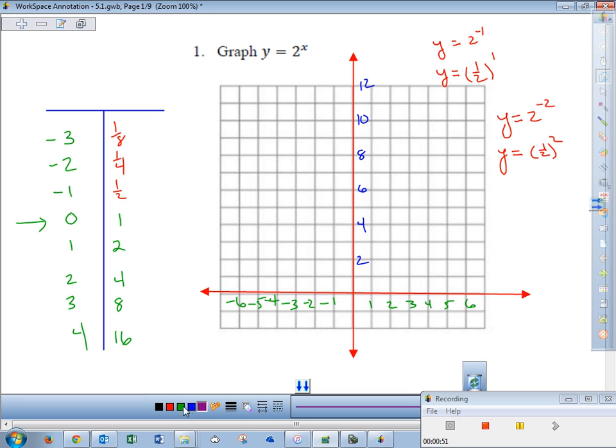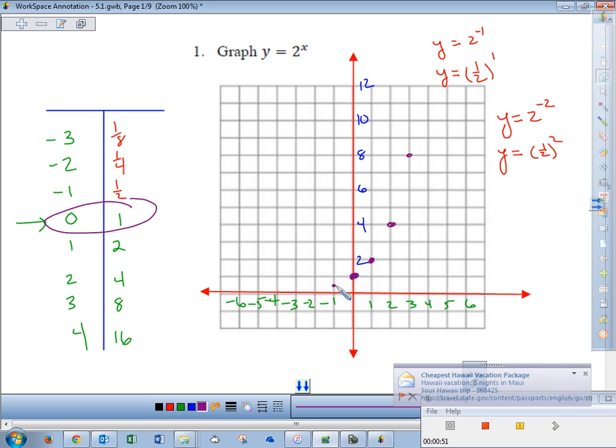I start with that 0, 1. This is a critical point in an exponential graph. The point 0, 1 is special. Then 1, 2. Buckle your shoe. 2, 4, 3, 8, and then when I get to 4, 16, I can't even fit it on there. Then those negatives, -1, 1/2, so you have to do a little bit of rough guesstimating. -2, 1/4, -3, 1/8. Isn't that getting closer and closer to the x-axis right there?